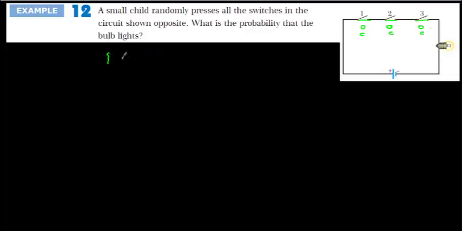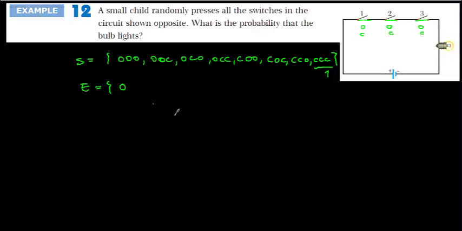Let me write all the elements in the sample space: open, open, open; open, open, closed; open, closed, open; open, closed, closed; closed, open, open; closed, open, closed; closed, closed, open; and closed, closed, closed. When they are open, it's not going to light. When they are closed, it's going to light. So there is only one case that is all closed. In the sample space there are totally 8 elements, and only one of them is our answer, the all closed case. So the probability of the event is equal to 1/8.